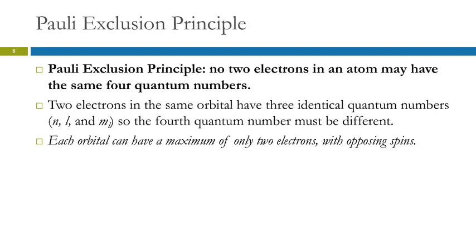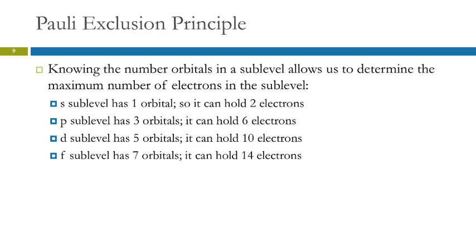So an orbital can only hold 2 electrons, and one has to have positive and one has to have negative spin. And that allows us to have a combination of 4 unique quantum numbers for each electron. When we know the number of orbitals in a sublevel, then we can tell how many electrons could be in that sublevel. So the s sublevel has 1 orbital. Each orbital can hold 2 electrons, and so that level can hold 2 electrons.